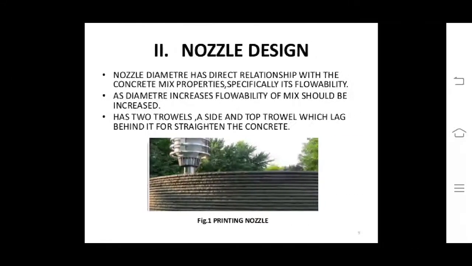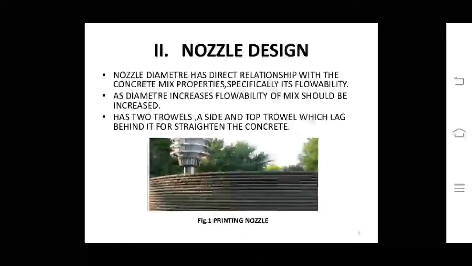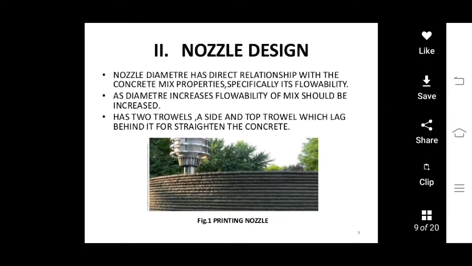Nozzle design: nozzle diameter has a direct relationship with the concrete mix properties, especially its flowability, which is the main issue. As diameter increases, flowability of the mix should be increased. It has two trowels, a side and top trowel, which lag behind it to straighten the concrete. The following figure shows the nozzle printing.